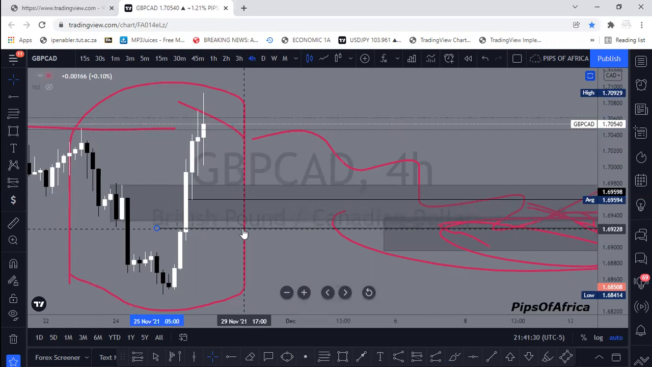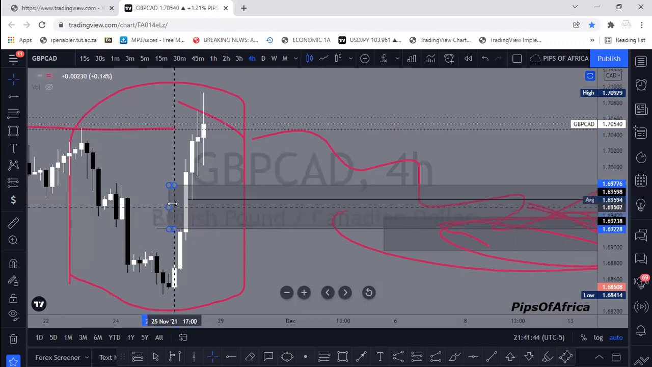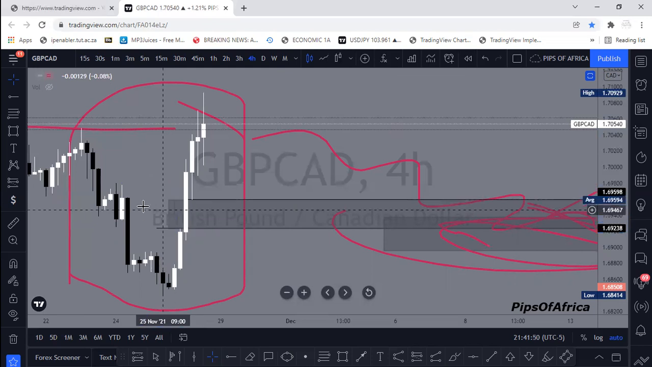If you don't know what the imbalance is, you must go check my videos about the imbalance on this channel. But I will come back with a video that will help you learn how to trade the imbalance. So this is a very interesting area. It is aligning with this order block.